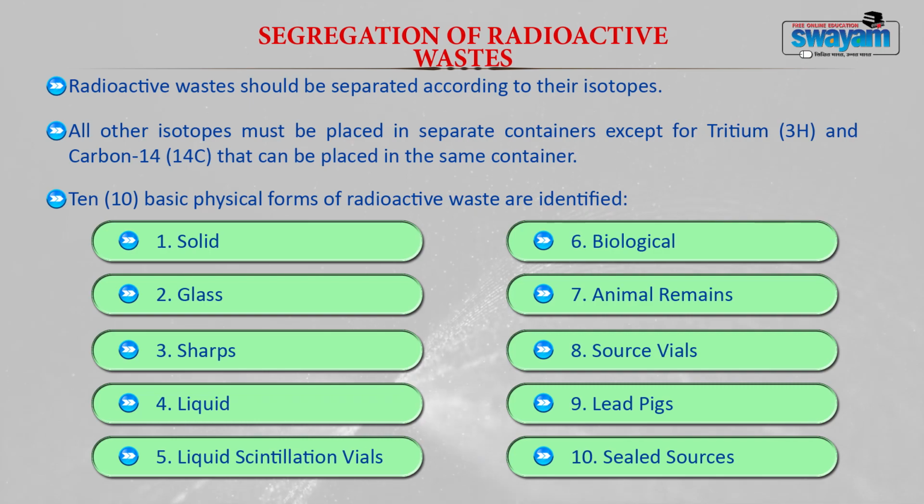Now, to summarize this module, in this module we have learnt what is radioactivity, what is half-life and how radioactivity decreases with half-life, as we know that half-life may be in billions of years or may be a fraction of a second. Then we learnt the definition of radioactive waste, the sources of radioactive waste, the classification of radioactive waste and segregation of radioactive waste.